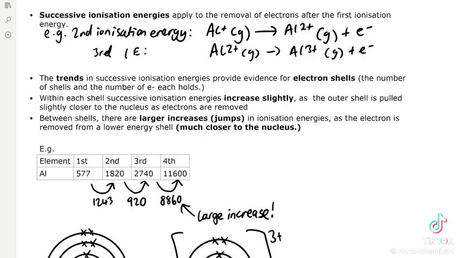So for example, we have the first, second, third and fourth ionization energies of aluminium. And you can see that from the first to the second, we have a relatively small jump. From the second to the third, we have another relatively small jump. And then from the third to the fourth, we have a very large jump, a very large increase, as the electrons begin to be removed from the lower energy shell.